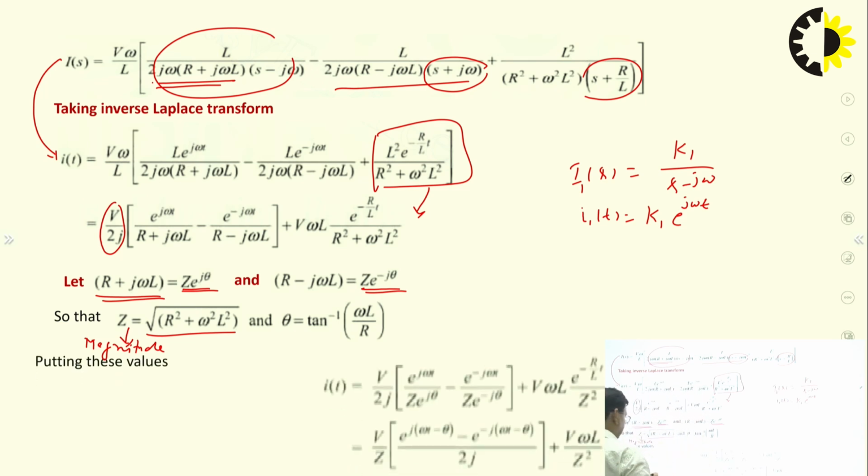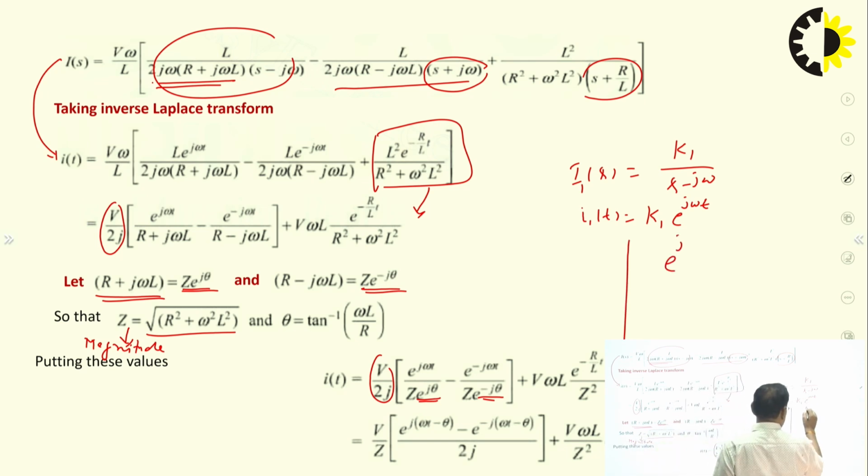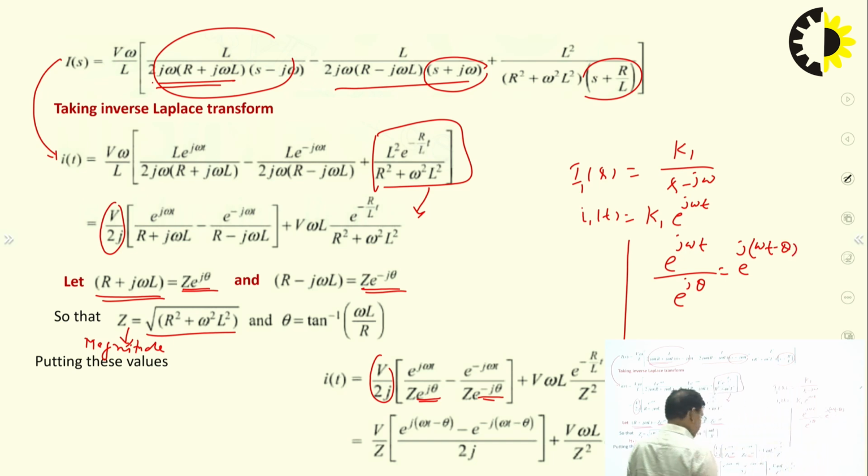So putting these values we get this, it is equal to v upon 2j z, e to the power j omega t e to the power minus j theta minus e to the power minus j omega t e to the power j theta. Now take this term in the numerator. So basically I can write here e to the power j omega t upon e to the power j theta. So it can be written as e to the power j omega t minus theta. Similarly we can write for this term.